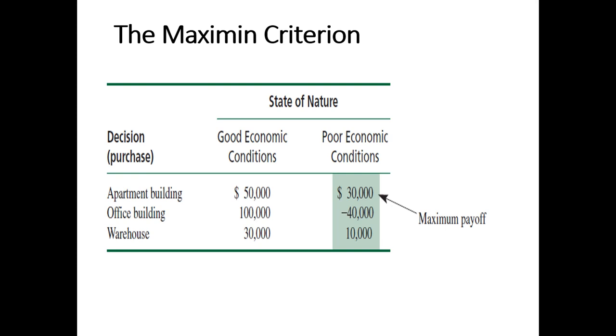Apartment building. Why does this method consider the poor side? Because this method says that we should go for the safest investment. Safest investment means even if the economy is not good, what maximum profit we can make. So in that case, the maximum payoff is $30,000, and this criterion is called Maximin.